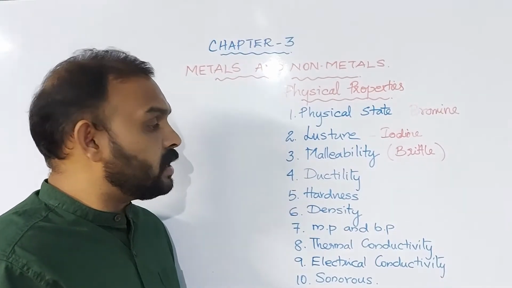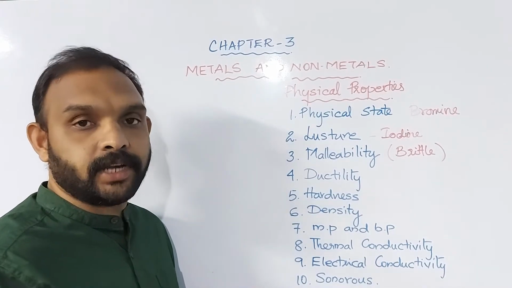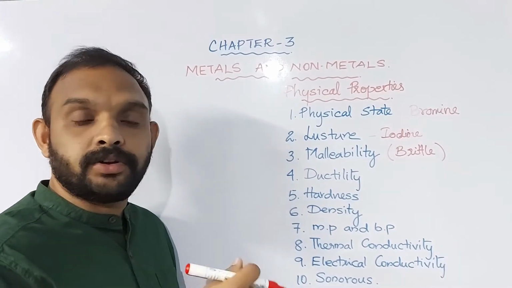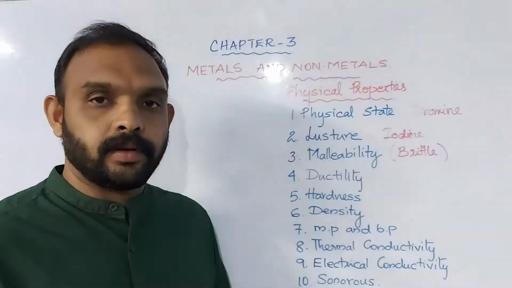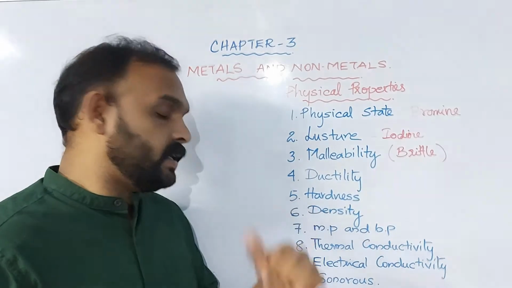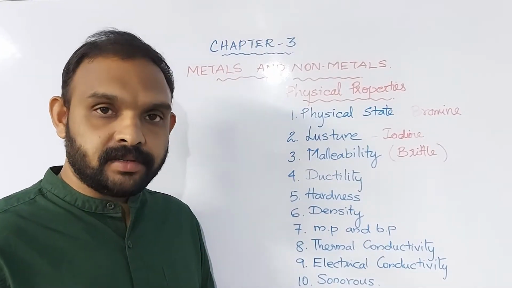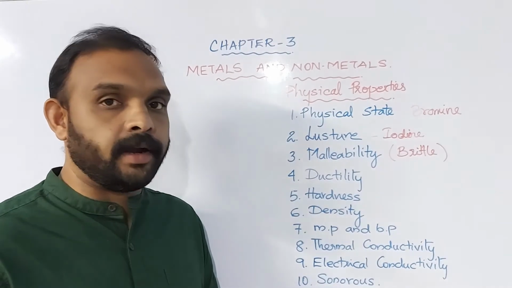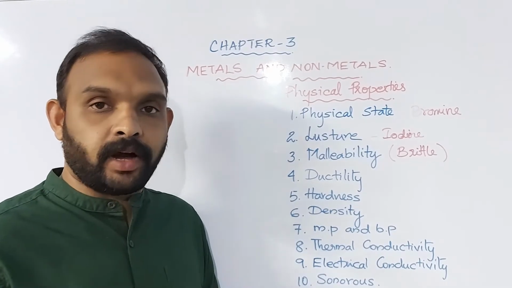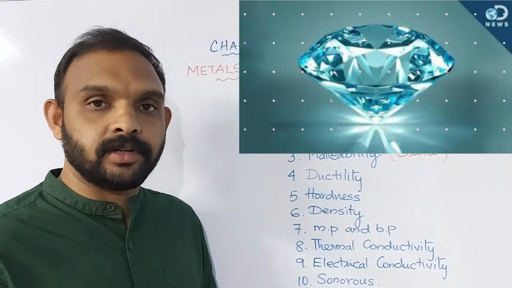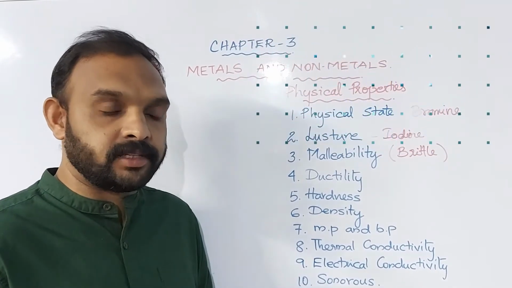Now, moving to the next one, that is ductility. Non-metals are not ductile. That means they cannot be drawn into thin wires. Now, the fifth property, that is hardness. Non-metals are generally soft elements, not at all hard. But there is an exception. One allotropic form of carbon, diamond, is the hardest natural substance. So you have to remember that exception.